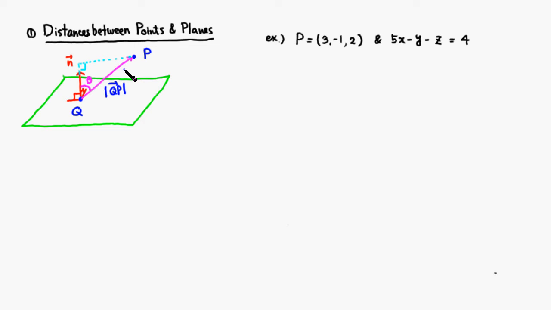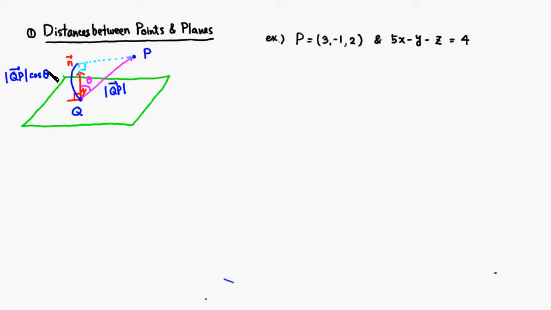Then we can use a trig ratio. So the length or distance that we're looking for is going to be the magnitude of vector QP times the cosine of the angle theta.